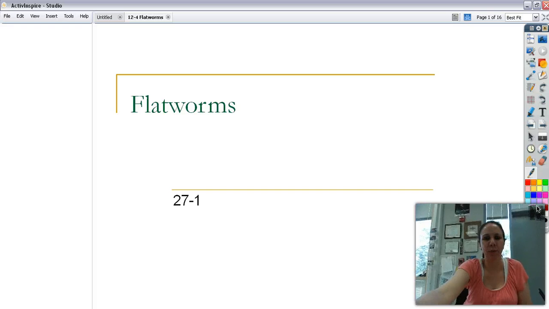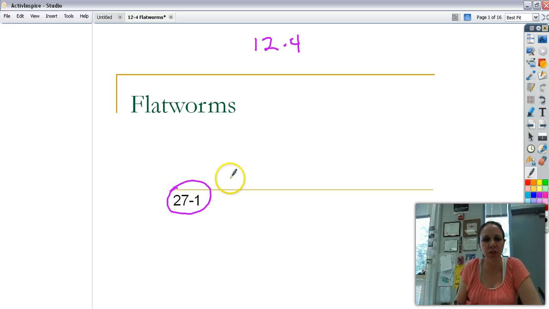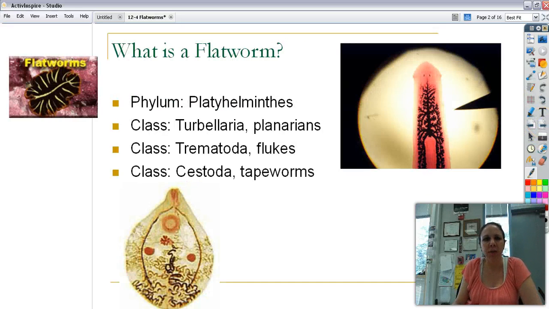We've got flatworms for you here. This is 12-4, although in the book you can find this in chapter 27, section 1. Alright, flatworms belong to the phylum Platyhelminthes.